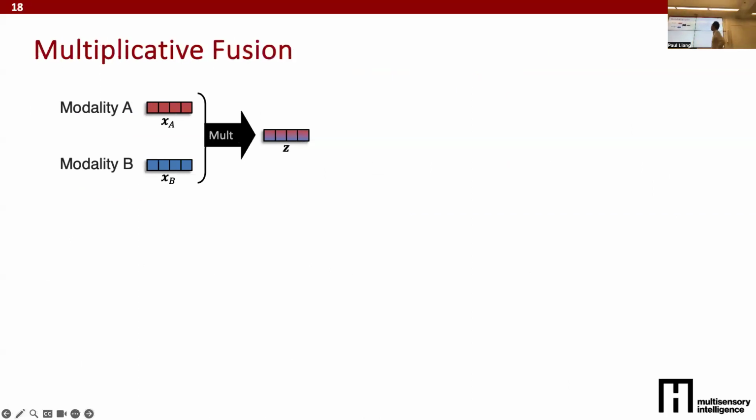So if you have four-dimensional data XA and four-dimensional data XB, you can learn a fused representation Z by doing an element-wise product between XA and XB. So at every dimension, there is a multiplicative interaction between the first and the first, second and the second, third and third, and so on.